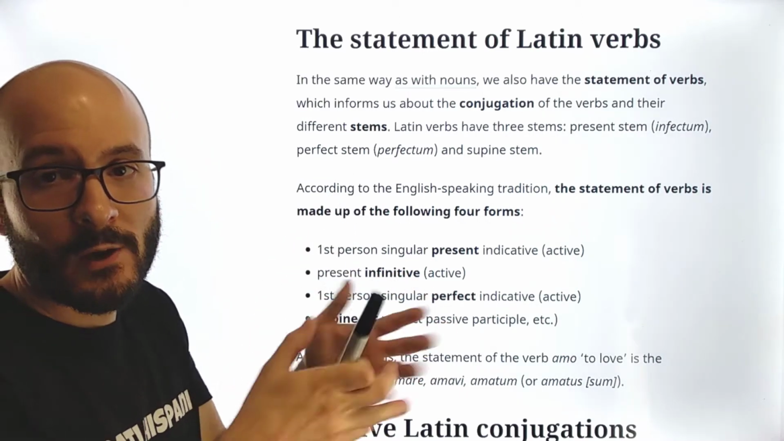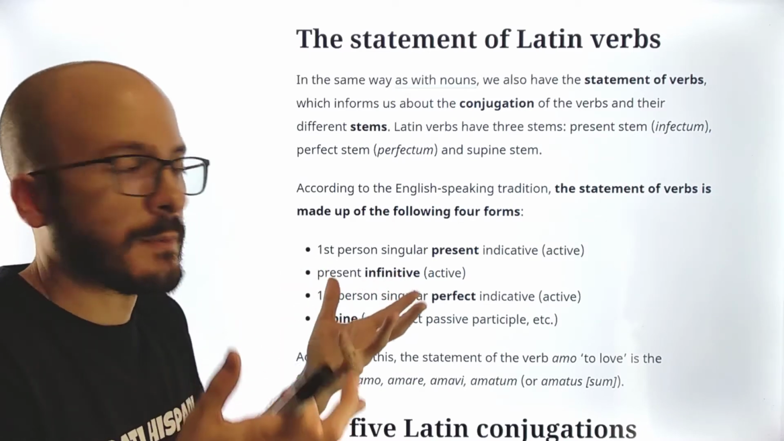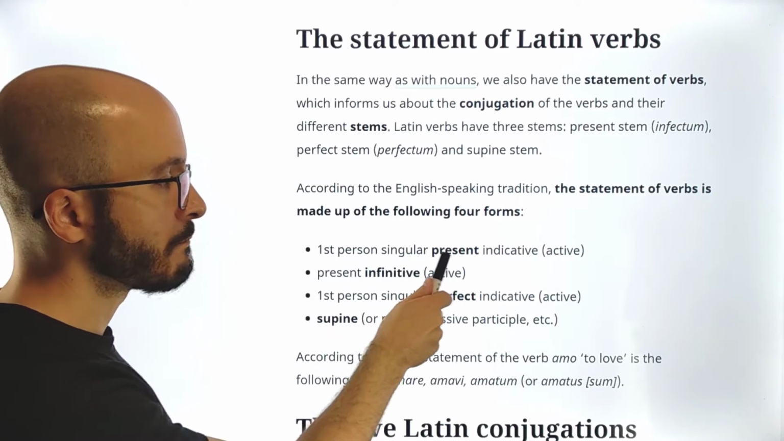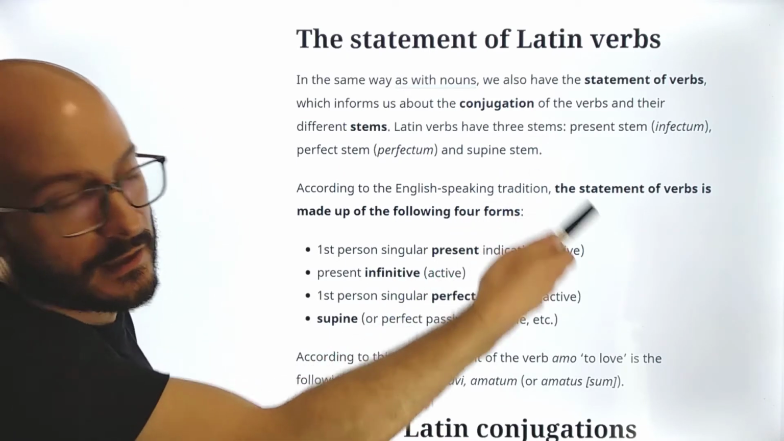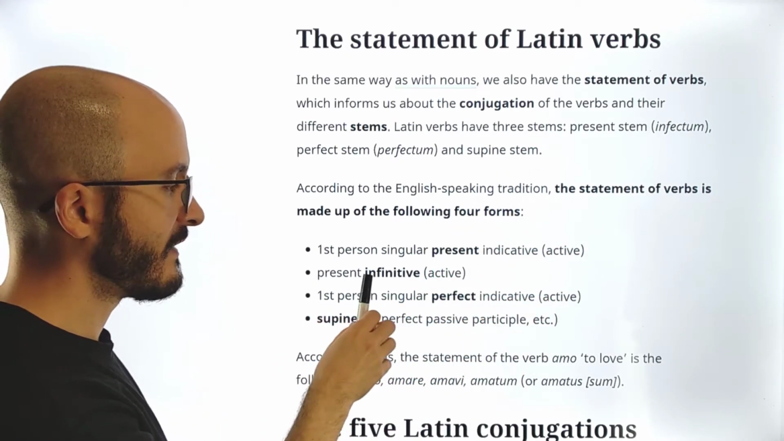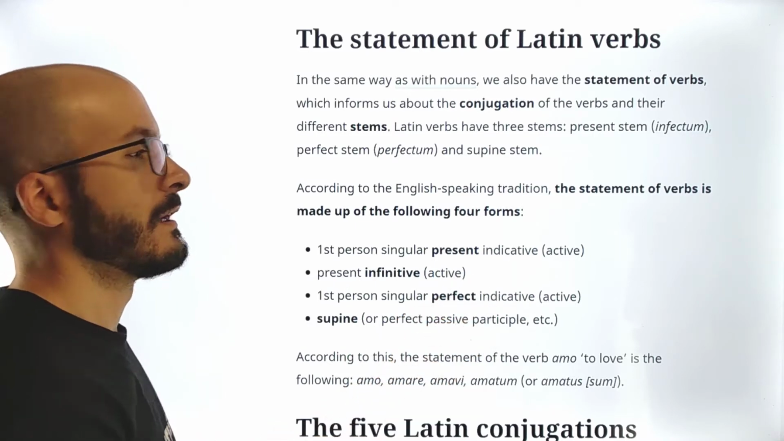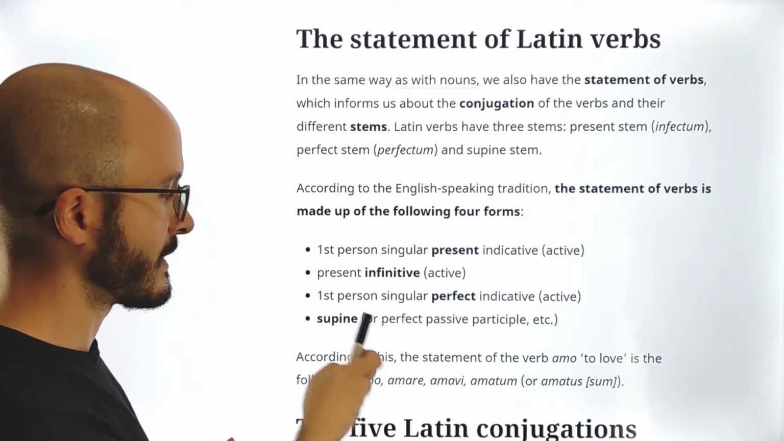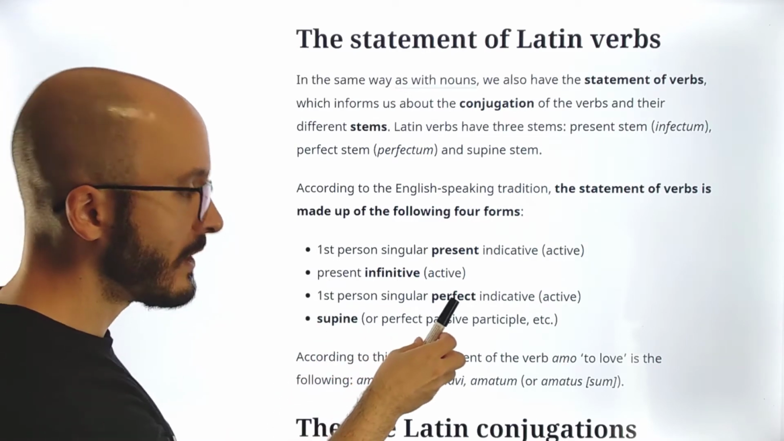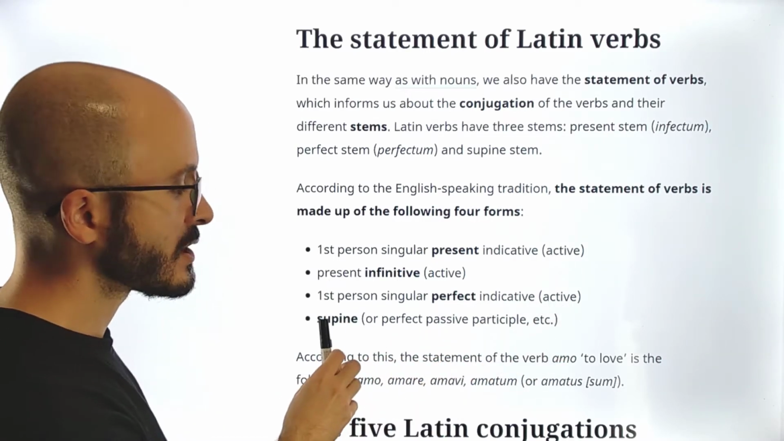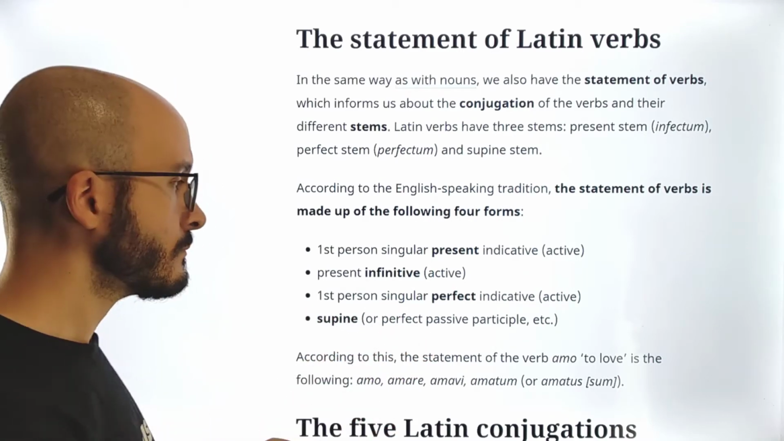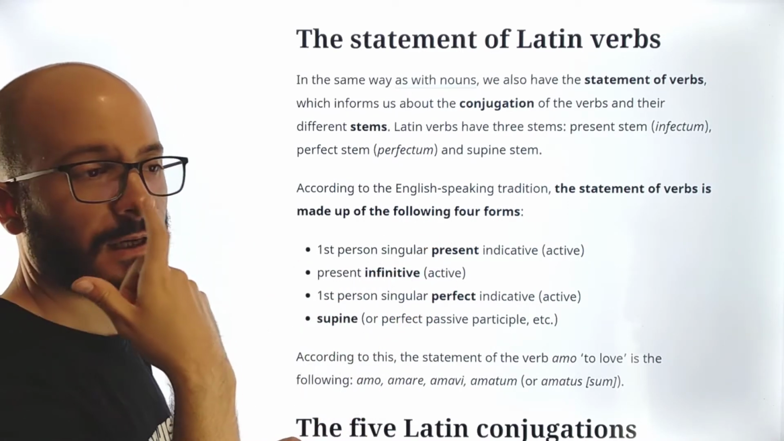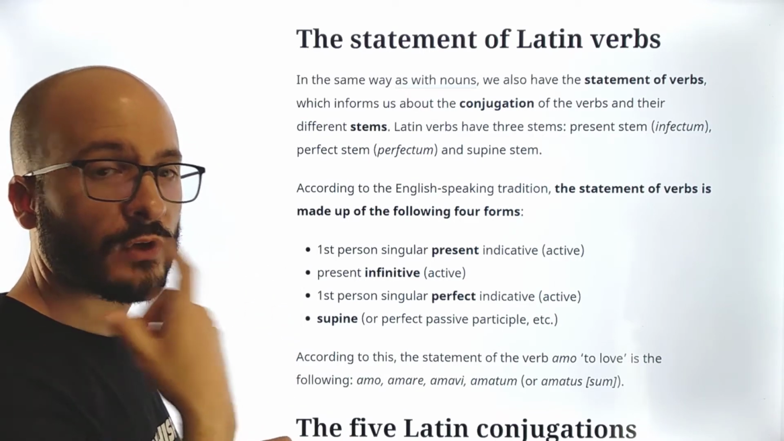And what is the statement of a verb? We say the first person singular present indicative in the active voice, of course; the present infinitive, active voice. We will see that Latin has many infinitives. It's kind of crazy. Then the first person singular perfect indicative active, and the supine. So these are the 4 forms that we have to learn of each verb.